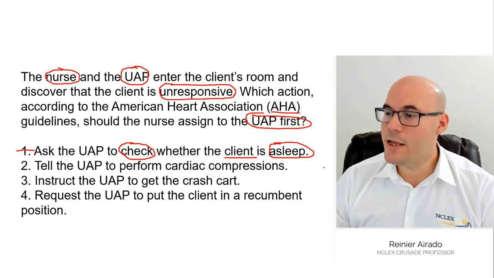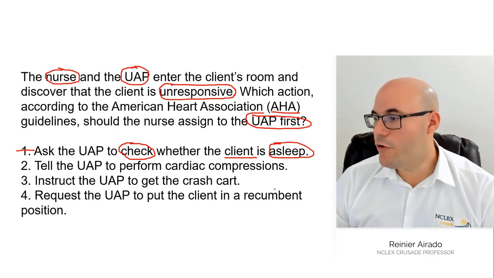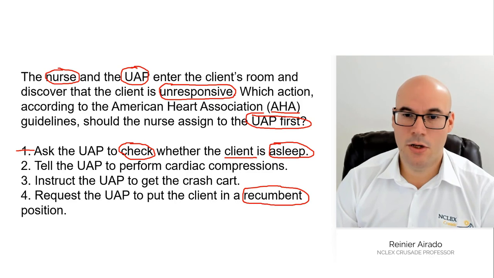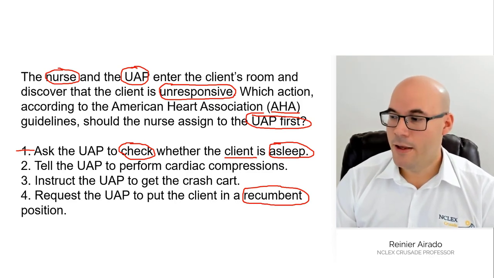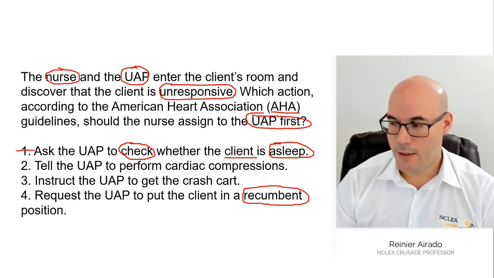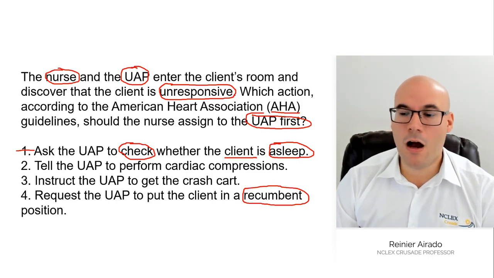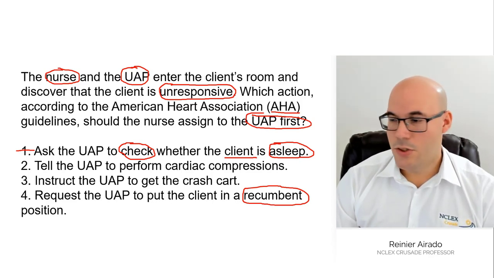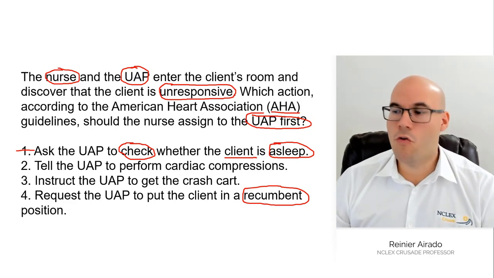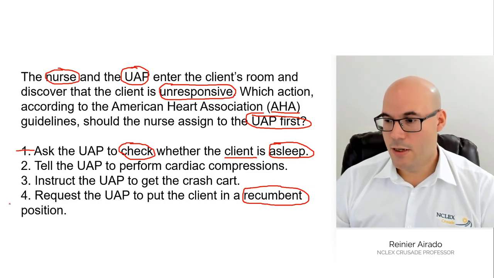And number 4, request the UAP to put the client in recumbent position. Whenever you see a change in position in an NCLEX question, you need to identify why the change in position and if it helps with the current situation. See, this patient needs CPR, so recumbent position is not the correct position for this situation. So we can eliminate answer number 4.